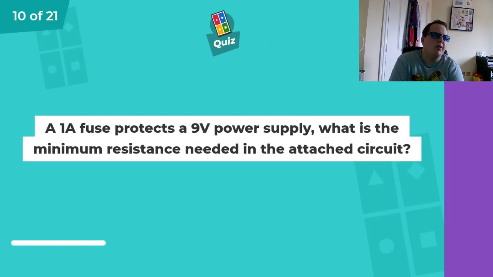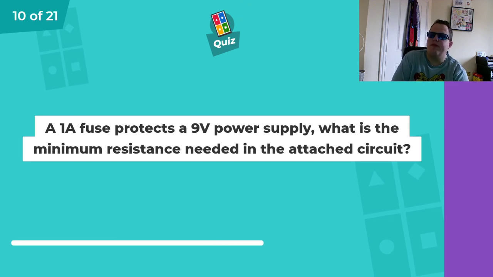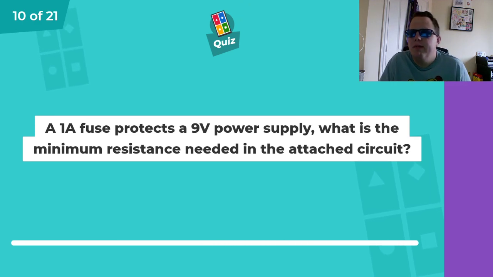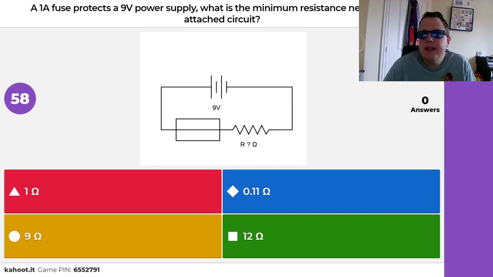All right, question 10 of 21. A 1 amp fuse protects a 9 volt power supply. What is the minimum resistance needed in this attached circuit? So what resistance do I need here so that the fuse doesn't blow?